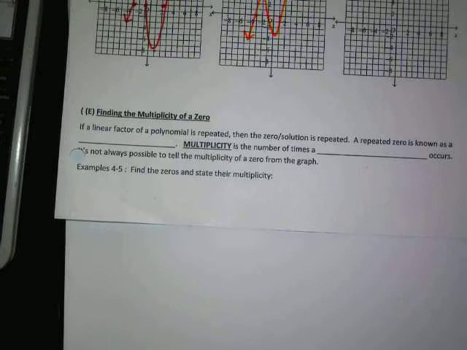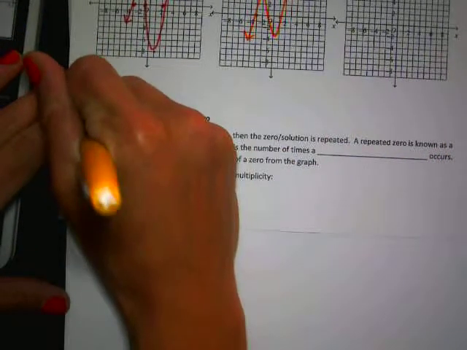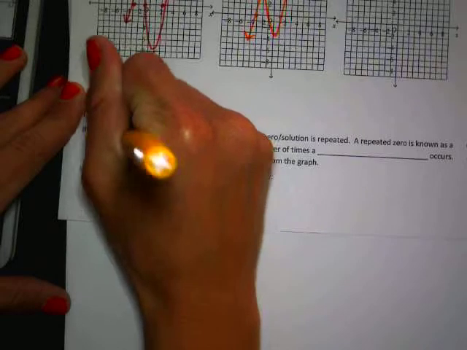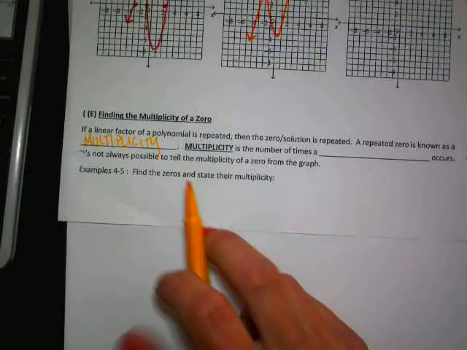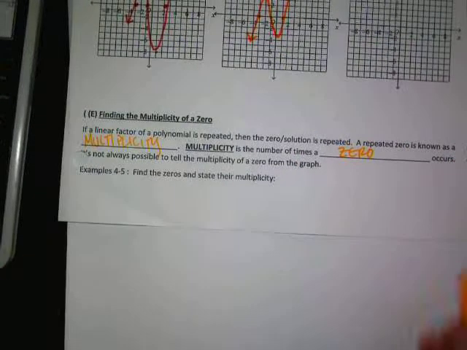All right, so then this next bar says finding the multiplicity of a zero. So if a linear factor of a polynomial, so we're talking about the solutions, the zeros. If the factor is repeated, then the zero or solution is repeated. Right. So if the factor is repeated, then the zero or solution is repeated. And a repeated zero is known as a multiplicity. Multiplicity is the number of times a zero occurs.